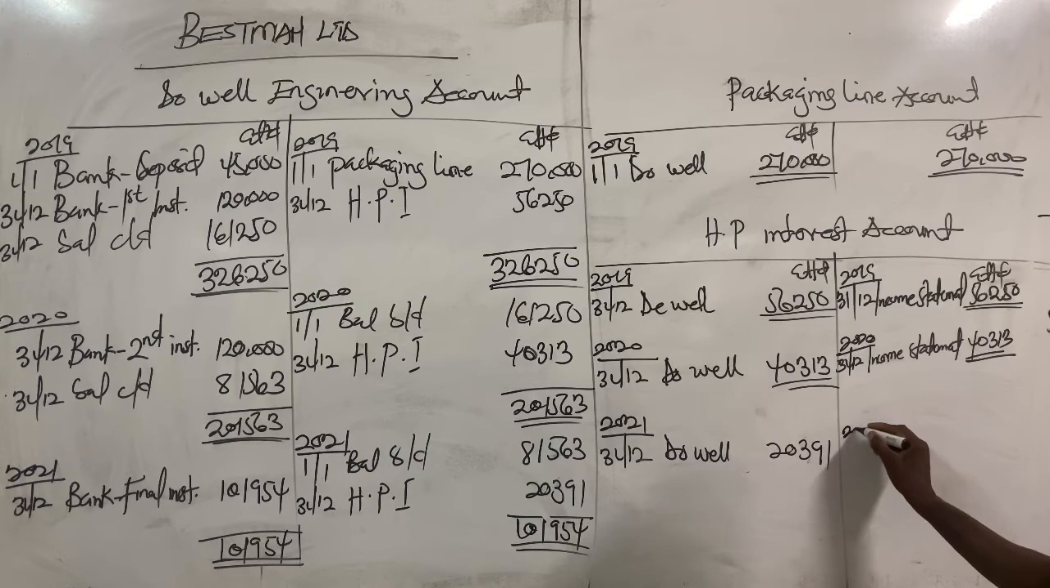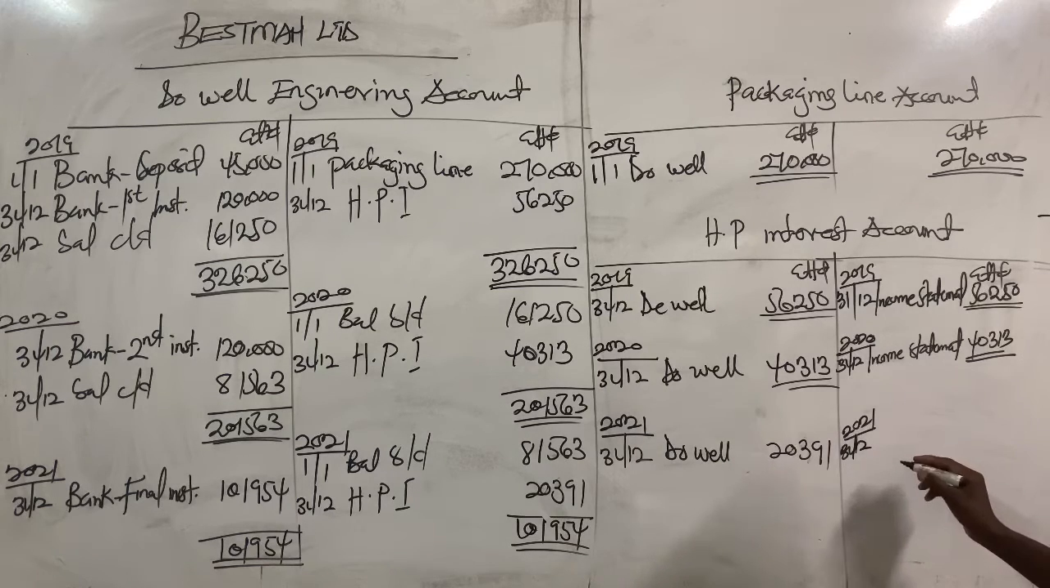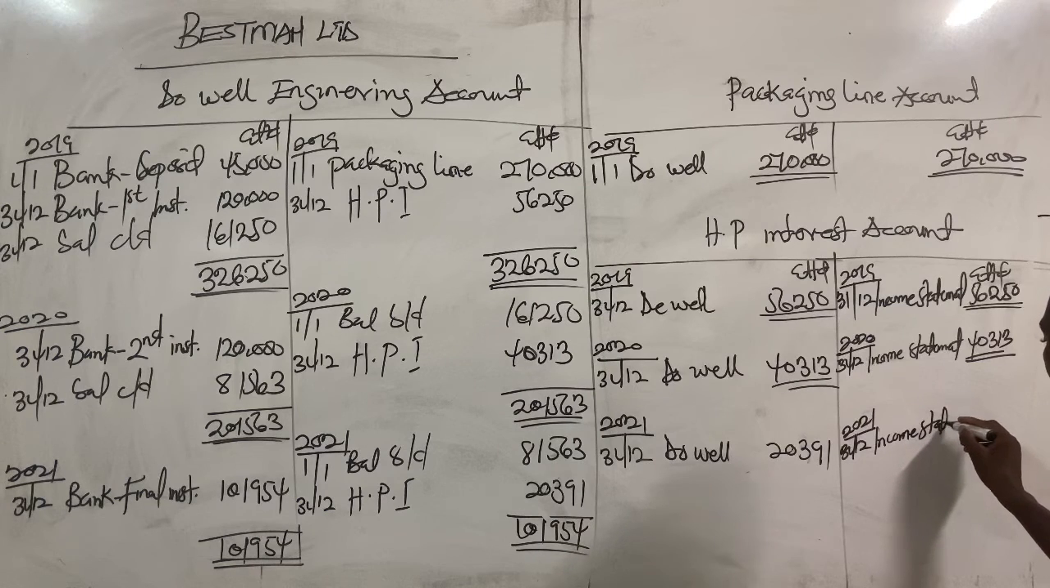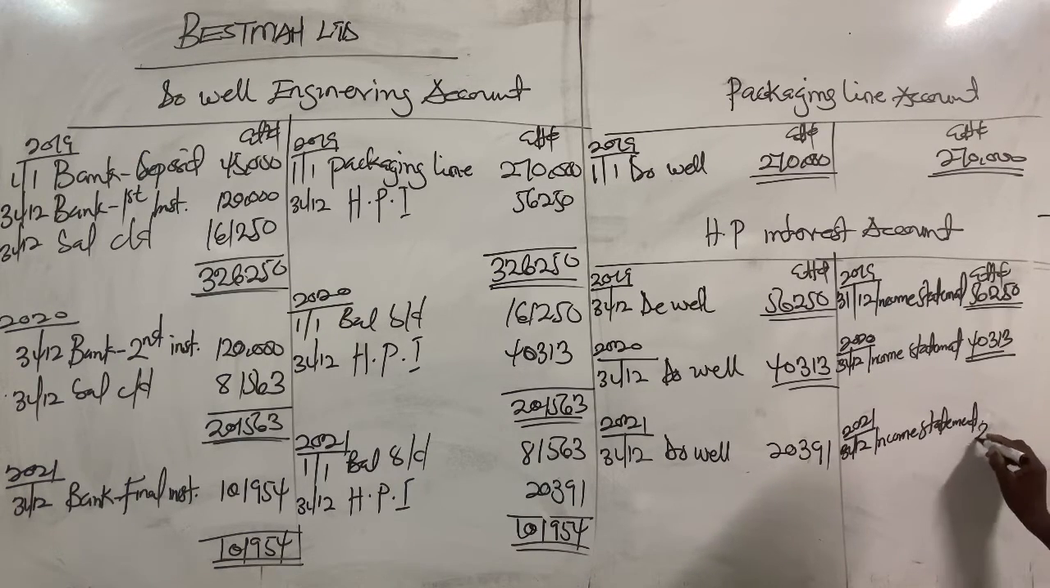So for 2021, on 31st of December, remember, we transfer this to an income statement as well as an expense. So we'll be debiting the income statement of an amount of 20,391.